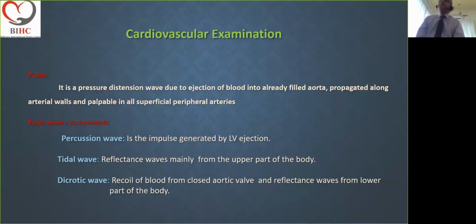Now, we may reread Hutchison in this to say that pulse is a pressure distension wave. It is due to ejection of blood into an already filled aorta, propagated along the arterial walls, and palpable in all superficial peripheral arteries. And the pulse wave has components called the percussion wave, which is related to the LV ejection, the tidal wave, which is due to reflectance from the upper part of the body, and the dicrotic wave, which is the recoil of blood from the closed aortic valve and reflectance from the lower part of the body.